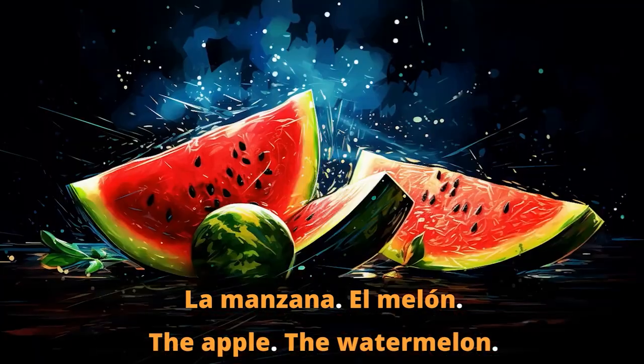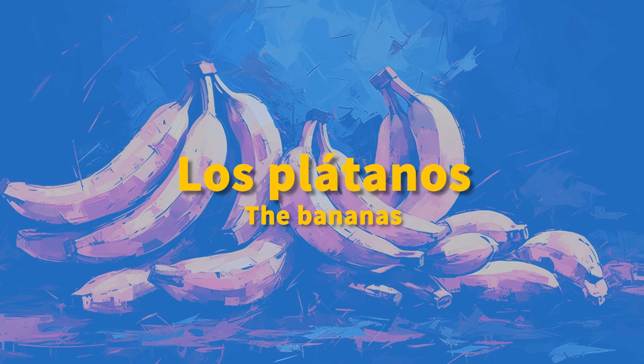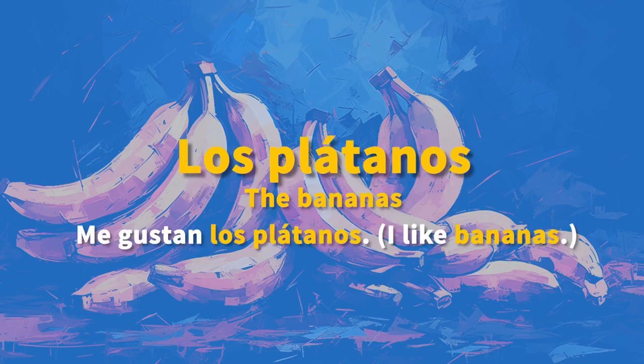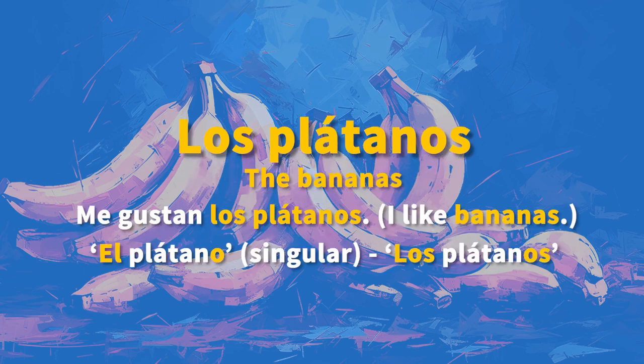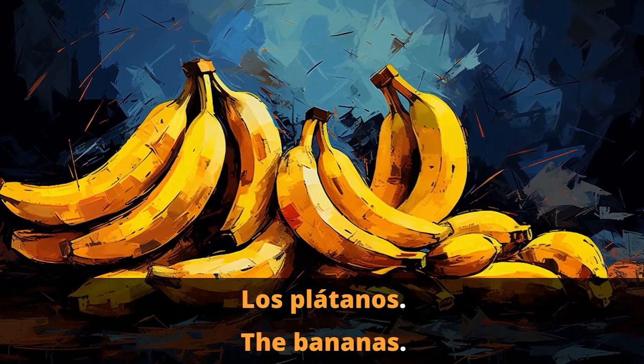La manzana, el melón, los plátanos. Los plátanos means the bananas. Remember, los is used before the noun to indicate masculine plural. For example, me gustan los plátanos. To make a noun ending in O plural, you add an S, so the singular el plátano turns into los plátanos. However, to make masculine nouns that end in a consonant plural, you add an ES, so el melón turns into los melones, and el animal turns into los animales, the animals.